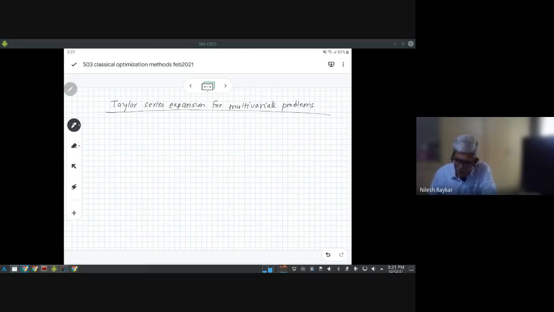Okay, so in the single variable problem, we had the variable h. So h is the small variation around the x value. So x plus h, x minus h. In this case, you don't have a single variable. You have x1, x2, x3, x4, and so on. So that variation, instead of a single scalar, will be a vector. That is termed here as d bar.